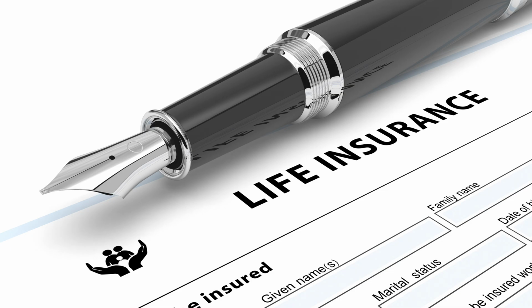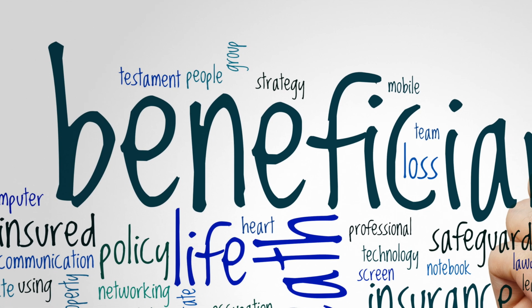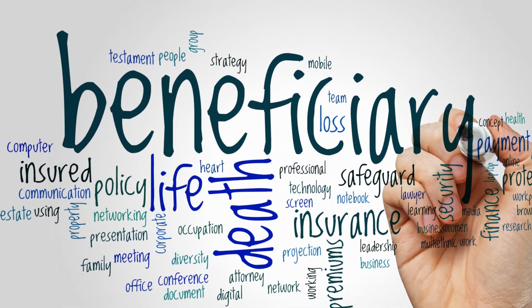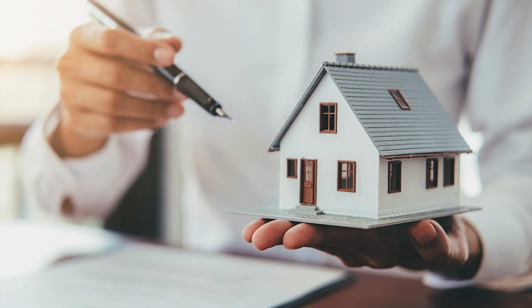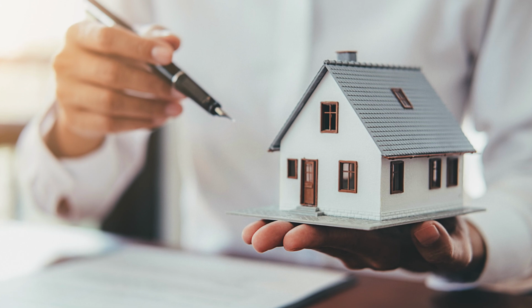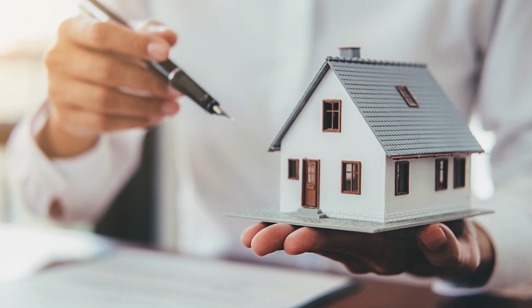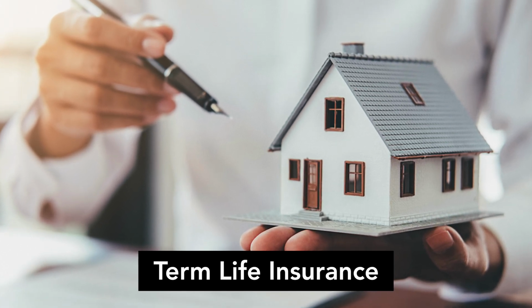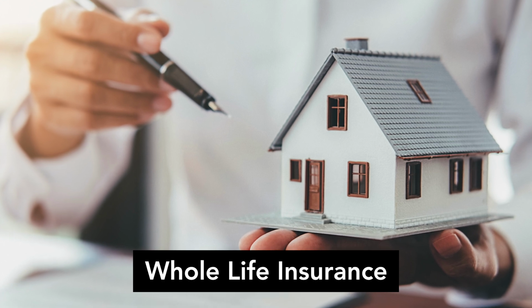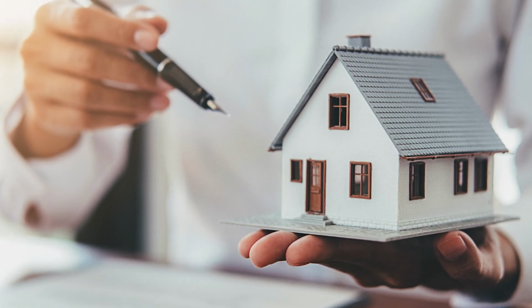Life insurance is a contract between an insurer and a policyholder that pays out a sum of money to the beneficiaries of the policyholder in the event of their death. In my opinion, life insurance should be the foundation of your financial house. Life insurance is divided into two main types: term life insurance and whole life insurance. First, let's talk about term.